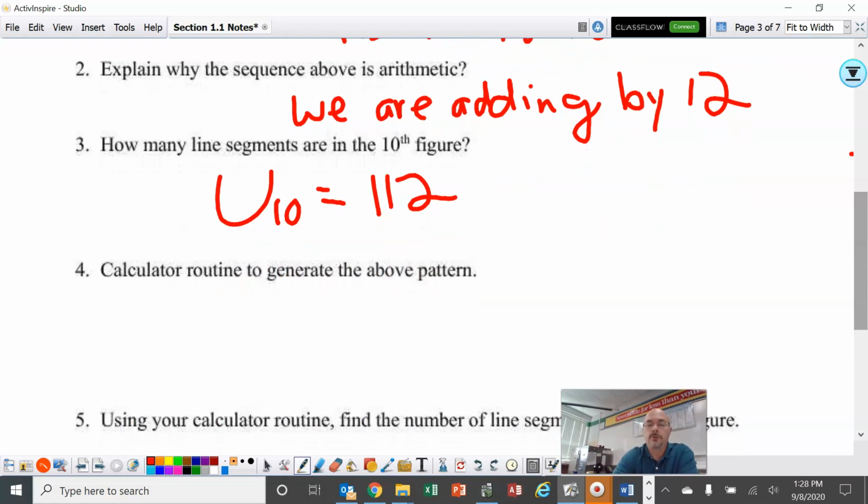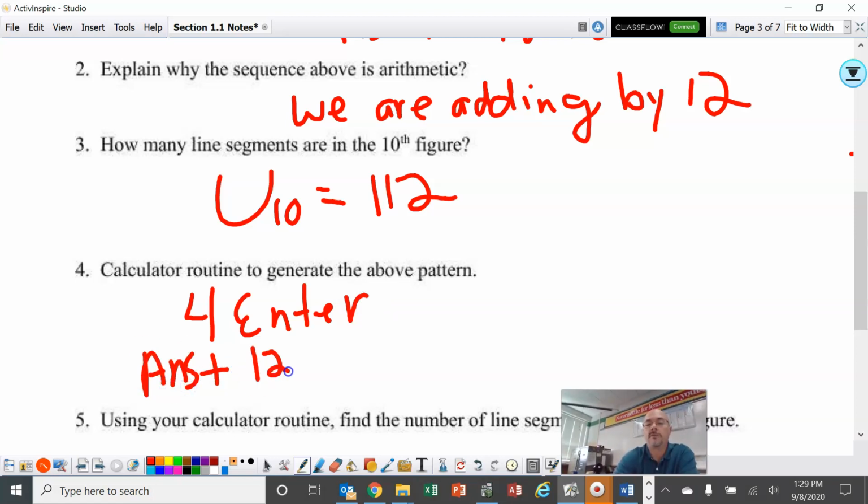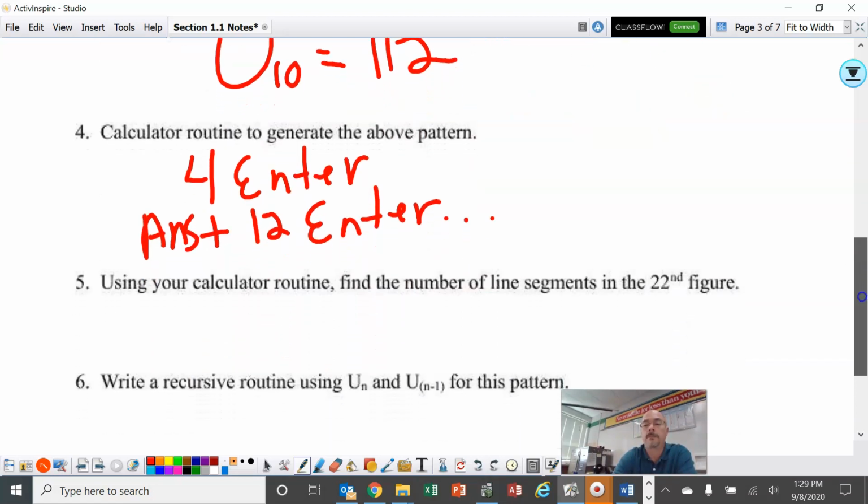Okay, the calculator routine. I'm going to start off this time, however, with 4. And then I'm going to hit enter. Then I'm going to hit the plus sign, and that ANS is going to pop up. And then I'm going to put 12. And then I'm going to keep hitting enter. Again, pause this if you're not done writing. Pause it because I'm going to keep right on rolling.